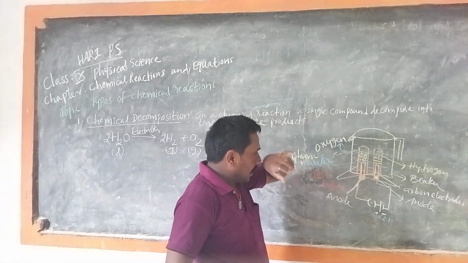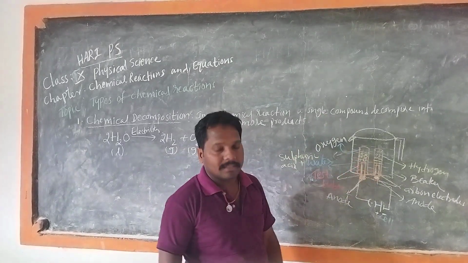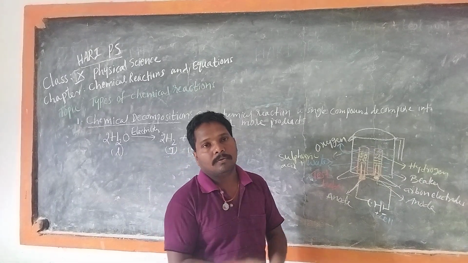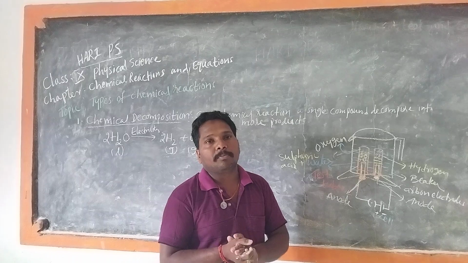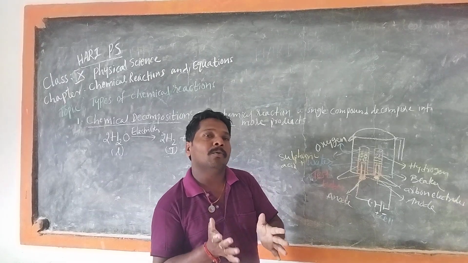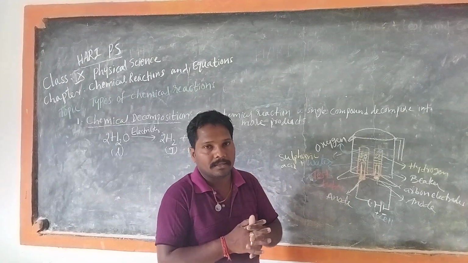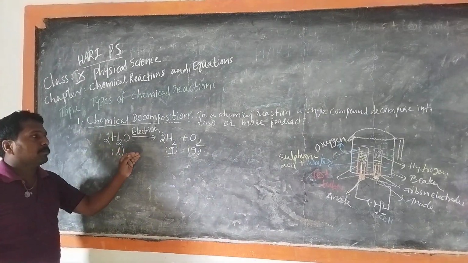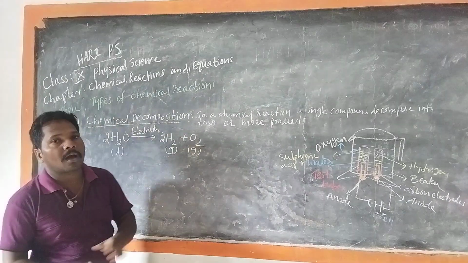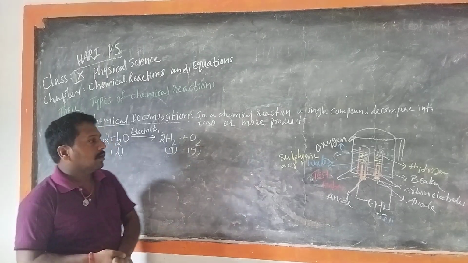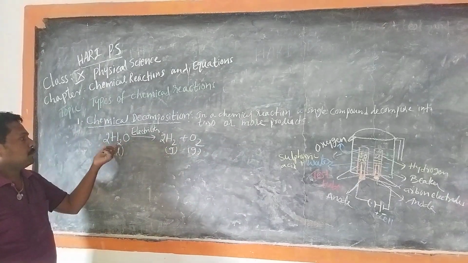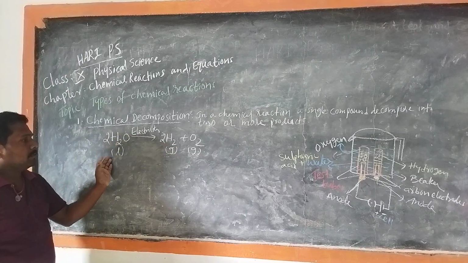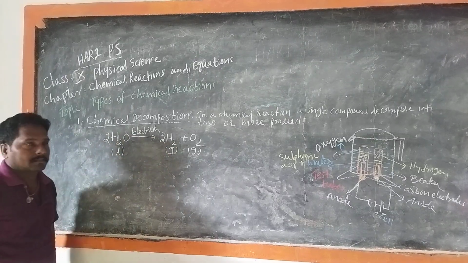After that, what happened in this reaction? What happened when electricity was passed through the acidified water, or simply the water? Water dissociates, that is, decomposes into hydrogen and oxygen. Hydrogen and oxygen, so to balance the chemical equation, the states are liquid, gas and gas.